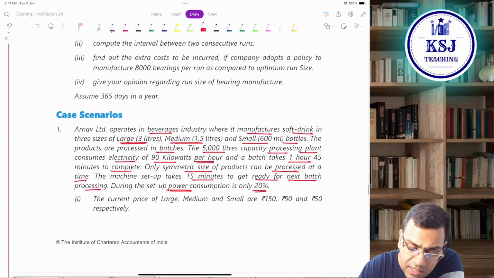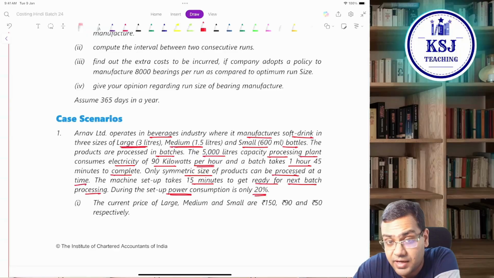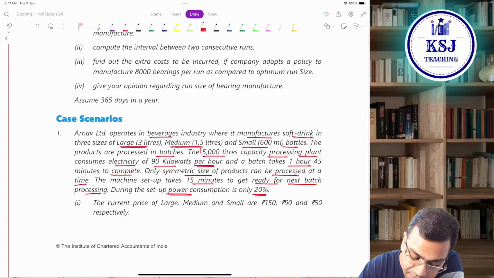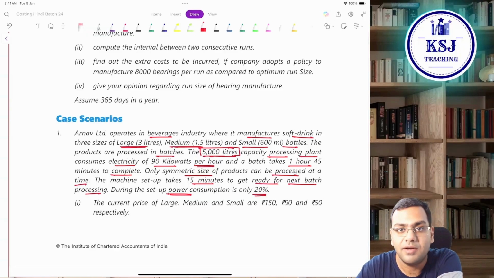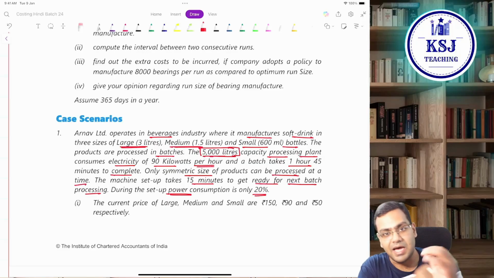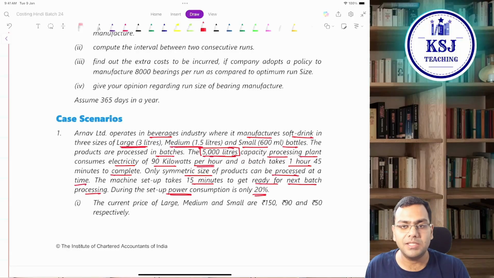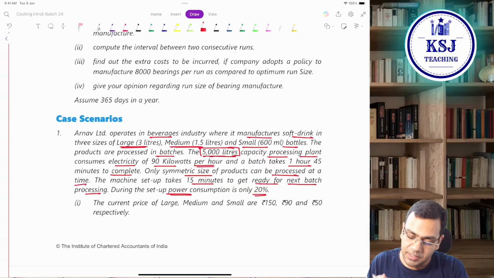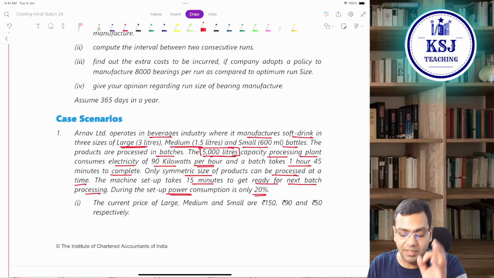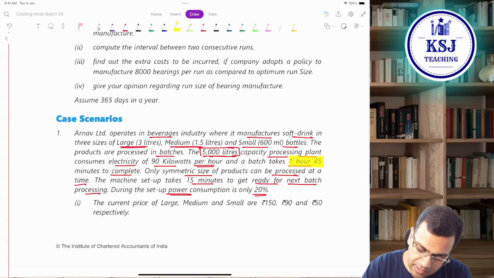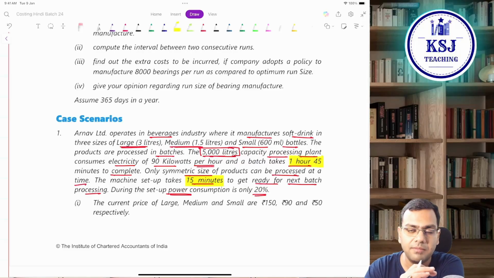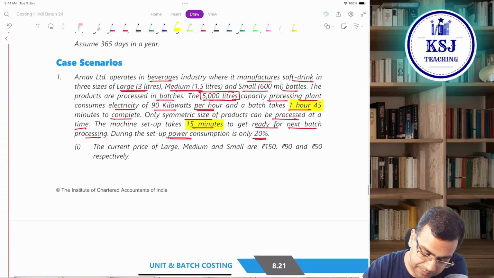So basically, to process one batch, right? One batch of how many liters? One batch of 5000 liters. In that one batch only one type of a product can be prepared, either the large bottle or the medium bottle or the small size bottle, right? All the bottles cannot be processed in one batch. Secondly, one batch processing time is 1 hour 45 minutes it is given, and the setup time is 15 minutes. 1 hour 45 minutes is what? It is the processing time, and the remaining 15 minutes is the setup time.